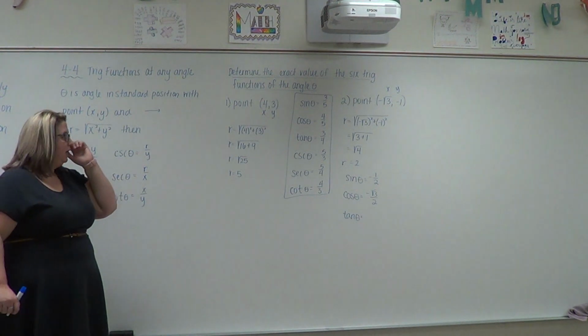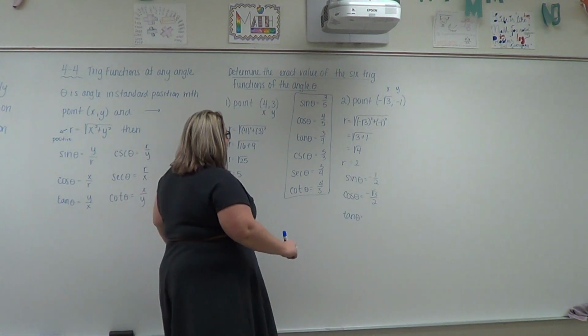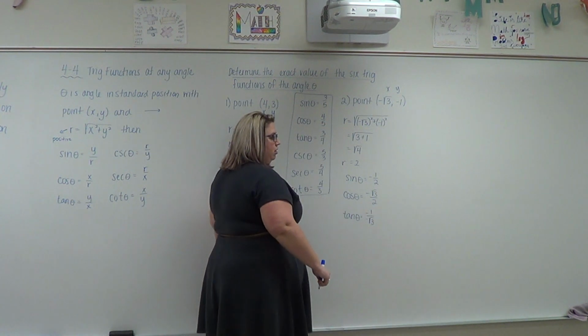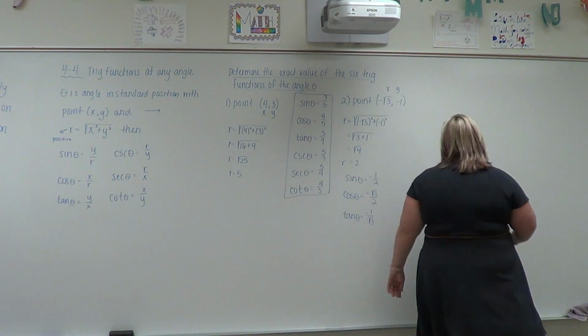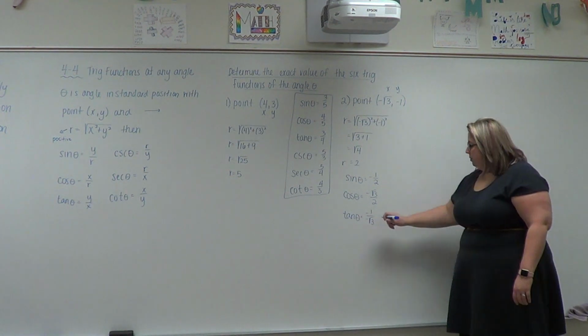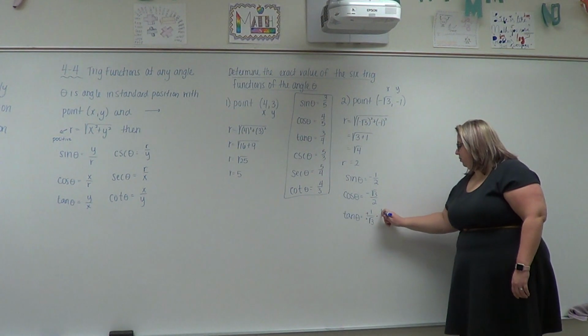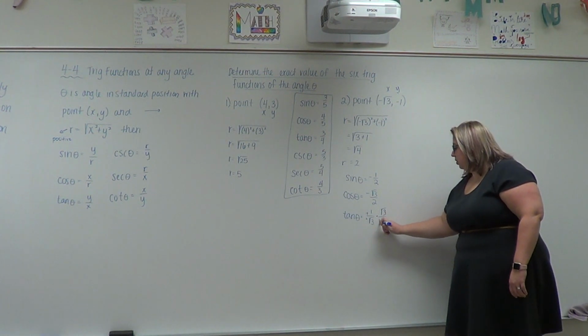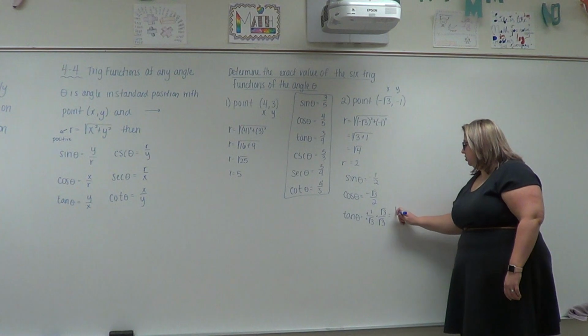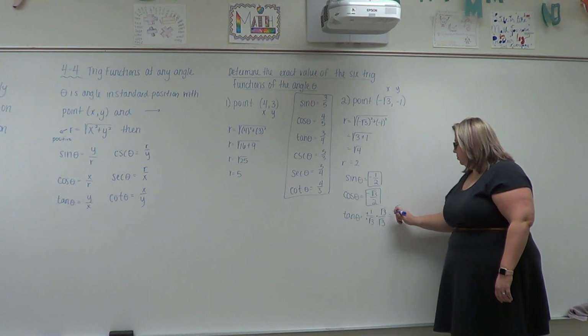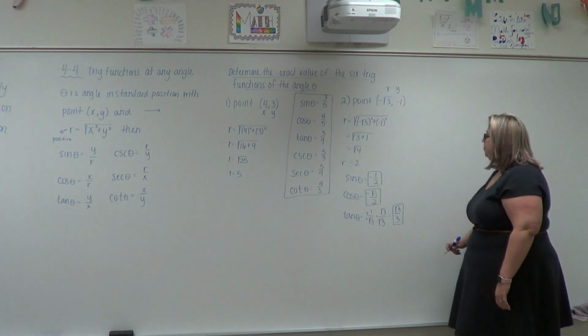Okay, so then when you do tangent, you have y over x. So I have negative 1 over negative square root of 3. Well, the negatives are going to cancel each other out, right? But what's wrong with leaving this as your answer? Good, so we have to rationalize it. So we're going to multiply by square root of 3. So this would be square root of 3 over 3. So there's our sine, cosine, and tangent.